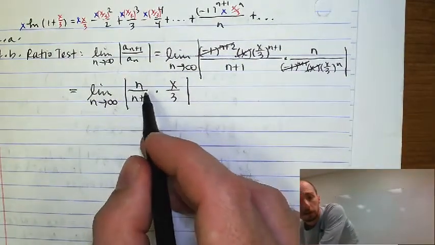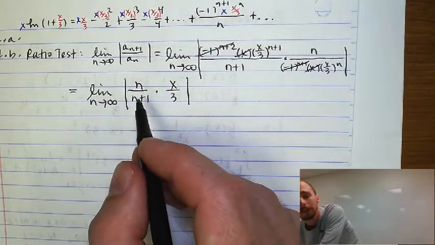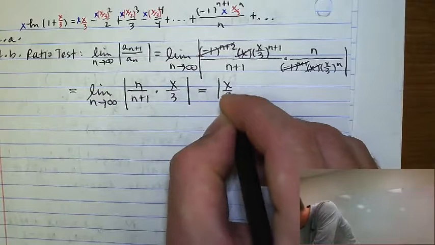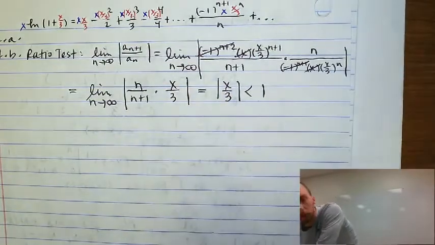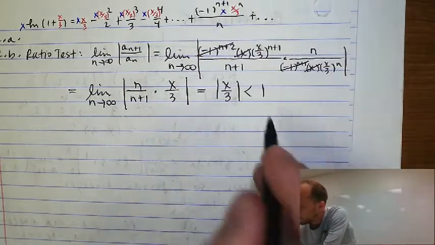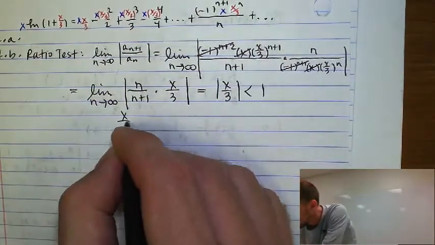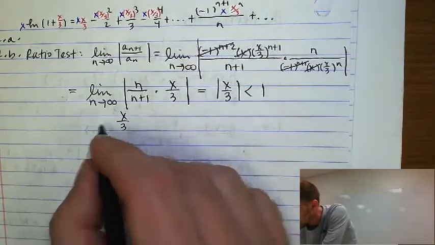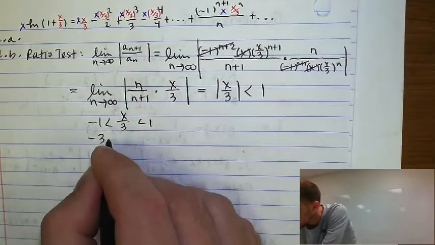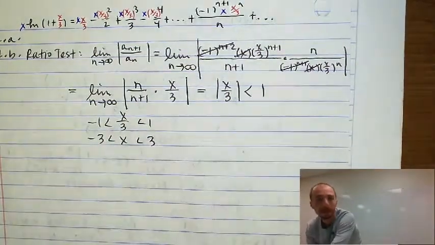This goes to 1 as n goes to infinity, and this does not care what happens as n goes to infinity. So as n goes to infinity, I will have the absolute value of x over 3. And in order for this to converge absolutely, I need the ratio test to come back less than 1. So this means the absolute value of x over 3 is less than 1. That means x over 3 is between negative 1 and 1. Means the interior of my interval is negative 3 to 3.